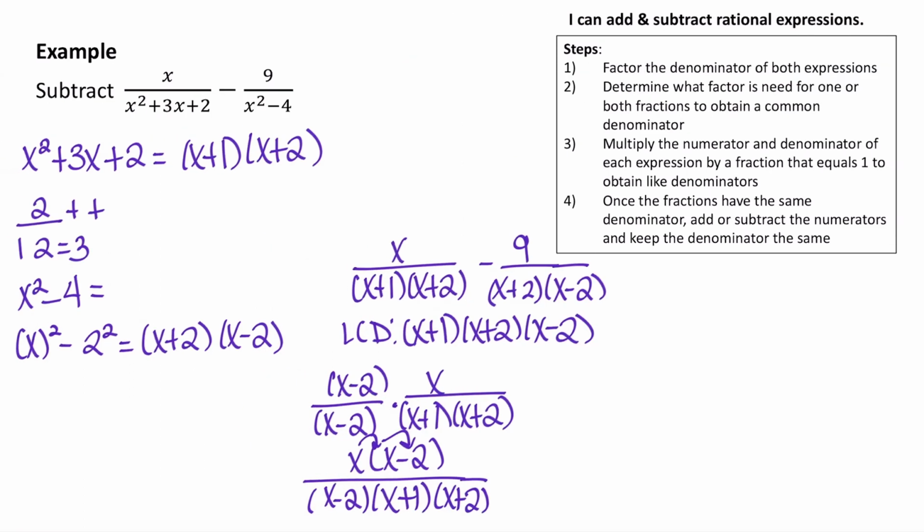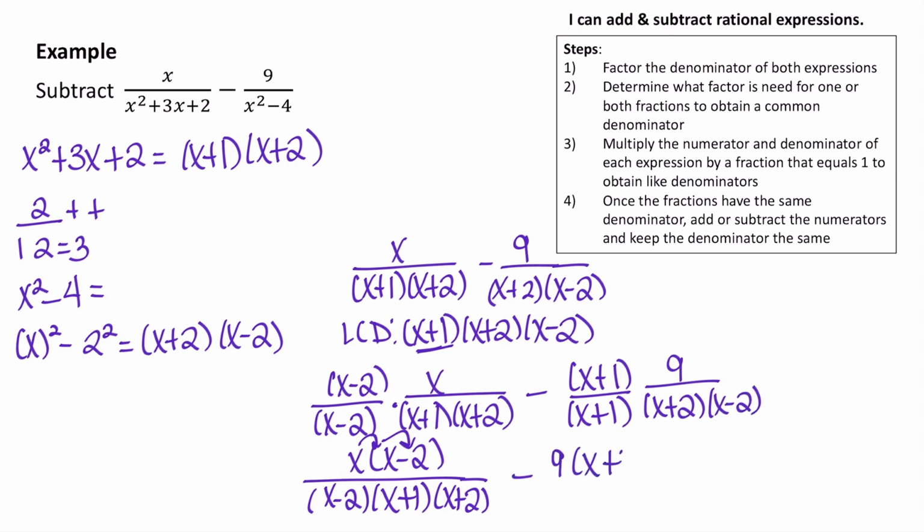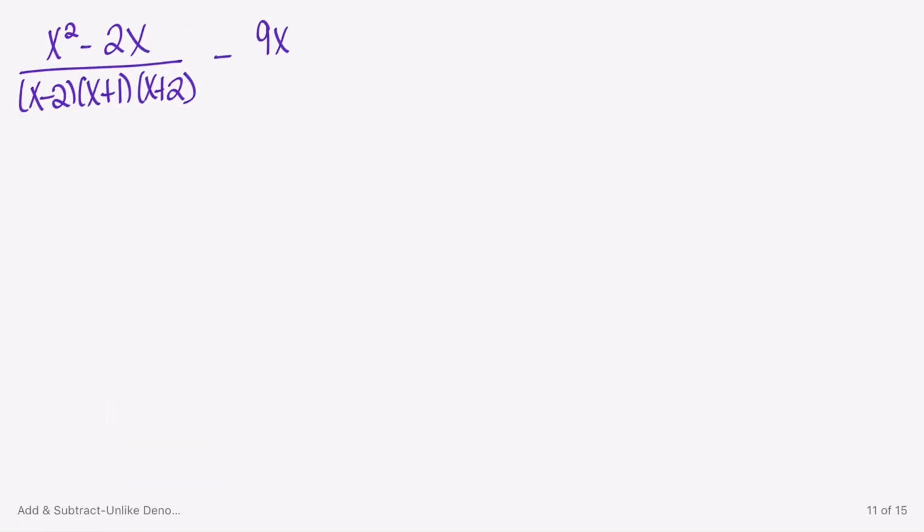Now let's work on the second fraction. To get the common denominator, the missing factor is going to be x plus 1. So we are going to multiply by x plus 1 over x plus 1. So when we do that, this is what our second term looks like. And so that gives us 9 times x plus 1 over x plus 1 times x plus 2 times x minus 2. So let's go ahead and distribute that 9. So we have minus 9x plus 9 over the common denominator, x plus 1 times x plus 2 times x minus 2.